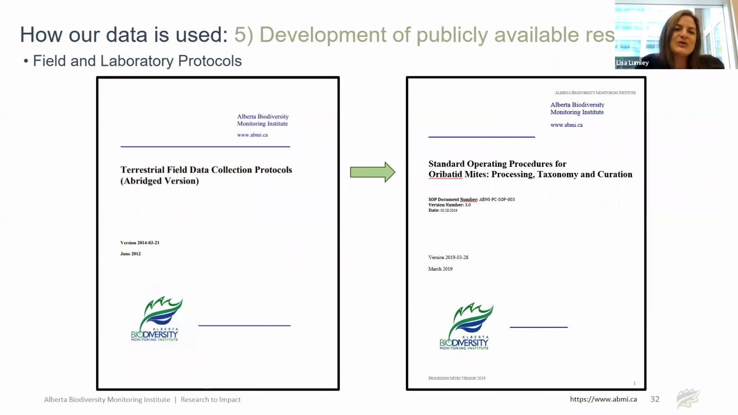Our data is also used to develop publicly available resources. So we have all of our terrestrial field collection protocols online. This is very detailed information on all of our field collection methods, including not only our soil collection methods, but all collection methods for the 1 hectare plots. We have very detailed information on our standard operating procedures, including how we process the soil in the lab and do the taxonomy and curation. These are online at the ABMI website.